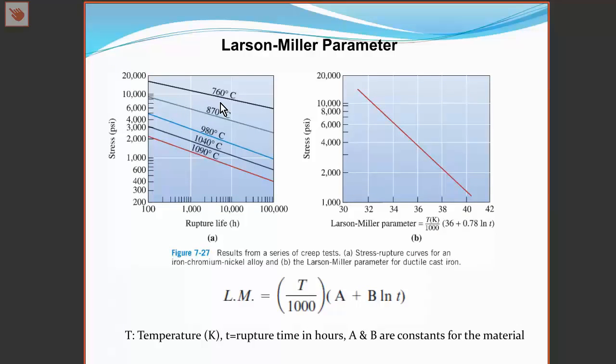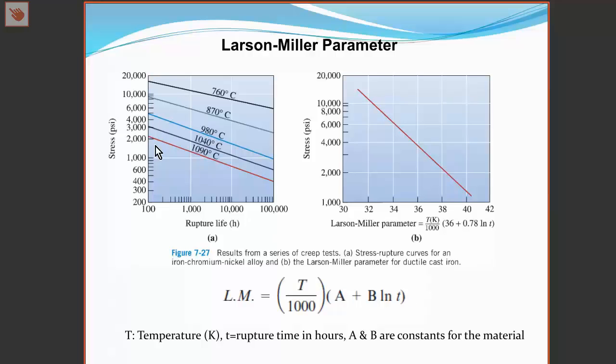If we do creep tests at different temperatures, we can plot a graph showing the stress applied and the time to rupture for a component at different temperatures. We see that for a given stress, let's say 2000, increasing the temperature leads to a lower lifetime, basically. The rupture life is the time for which the component will last.